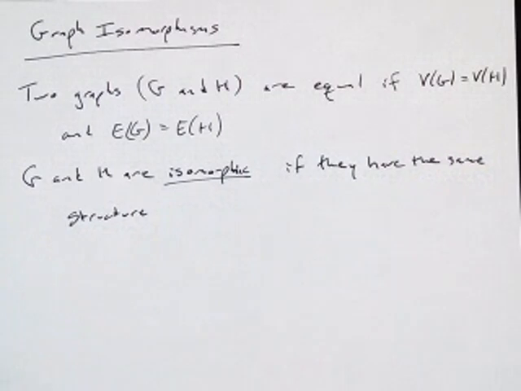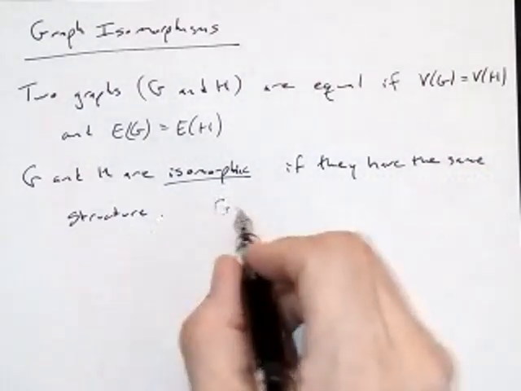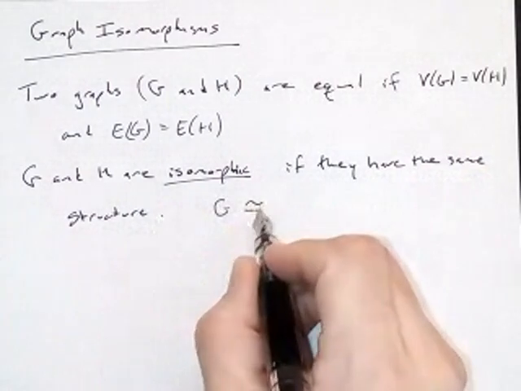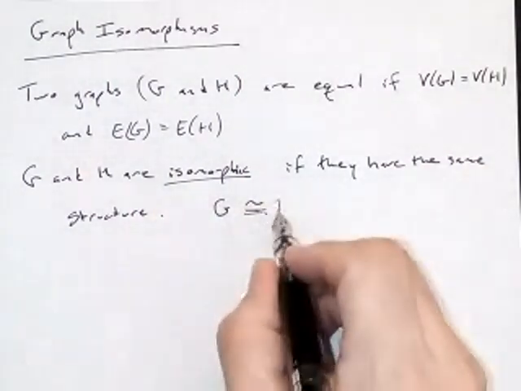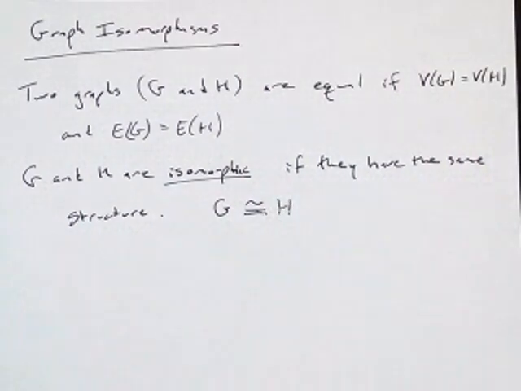Even if it's labeled, we write isomorphic with a wavy equal sign. Isomorph means shape, so isomorphic means same shape. You'll see isomorphism in other classes too.